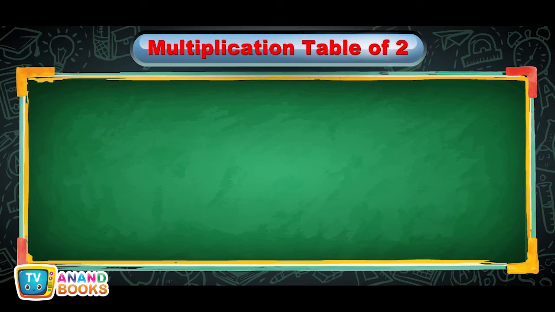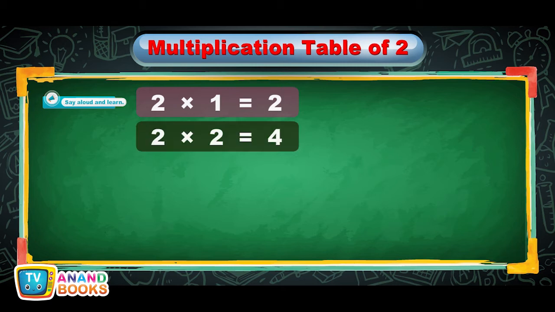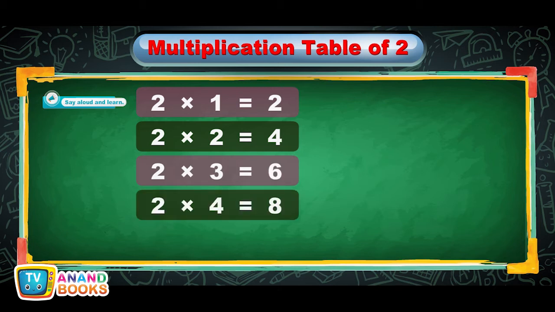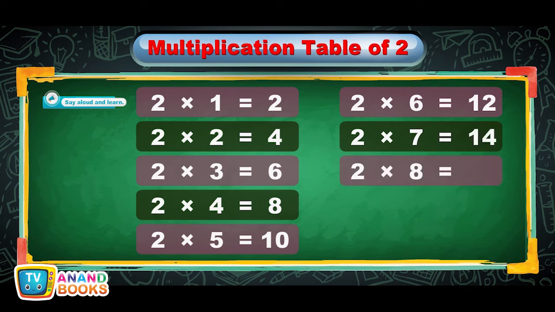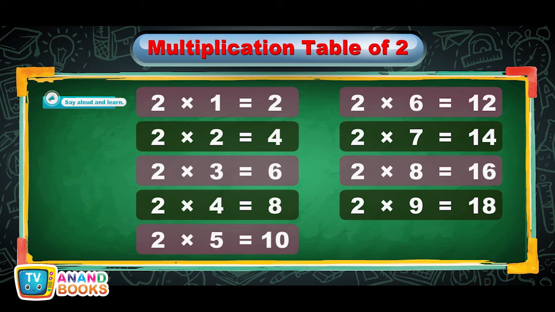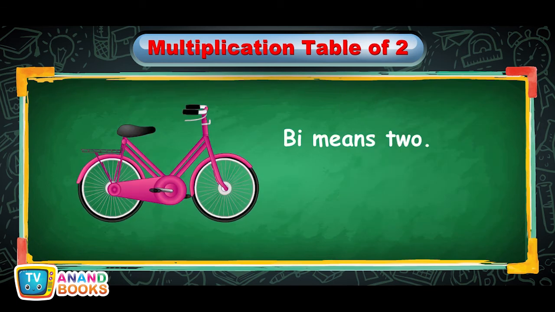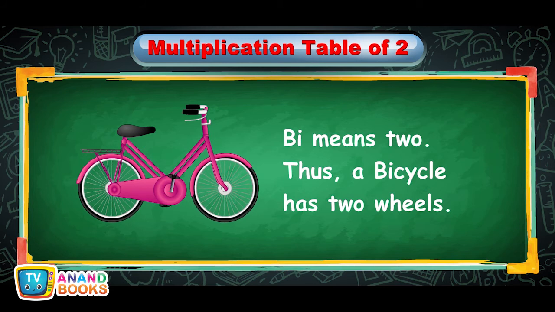Multiplication table of 2. Say aloud and learn. 2 ones are 2. 2 twos are 4. 2 threes are 6. 2 fours are 8. 2 fives are 10. 2 sixes are 12. 2 sevens are 14. 2 eights are 16. 2 nines are 18. 2 tens are 20. Bi means 2. Thus, a bicycle has 2 wheels.